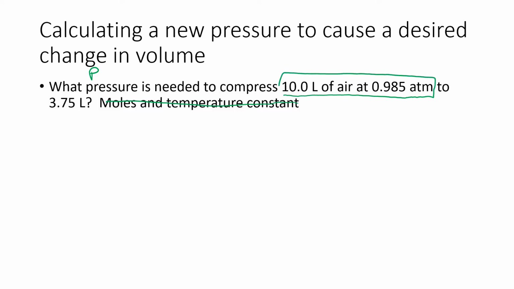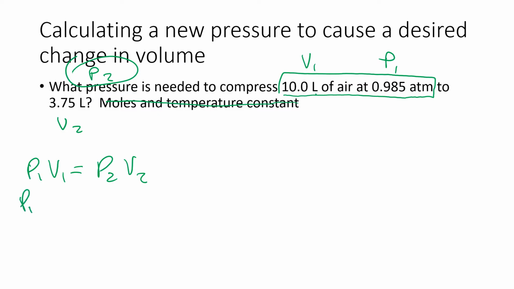So these are grouped together: the liters at particular atmospheres. This is volume, this is pressure. These are grouped together to a different volume down here, so these have to be the same. This could be P1 V1 and this one can be P2 V2. So I'm trying to find P2. Divide both sides by V2, I'm sorry.